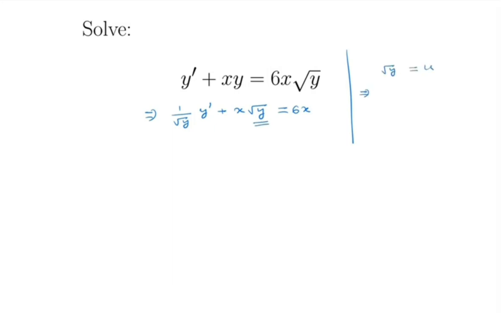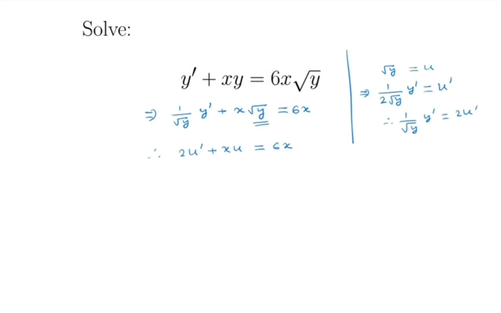Now we will substitute this root y by a new variable u. So by differentiating, we get 1 by 2 root y times y prime is equal to u prime. So 1 by root y times y prime is equal to 2u prime. So we get 2u prime plus xu is equal to 6x. Note that this is a linear differential equation.